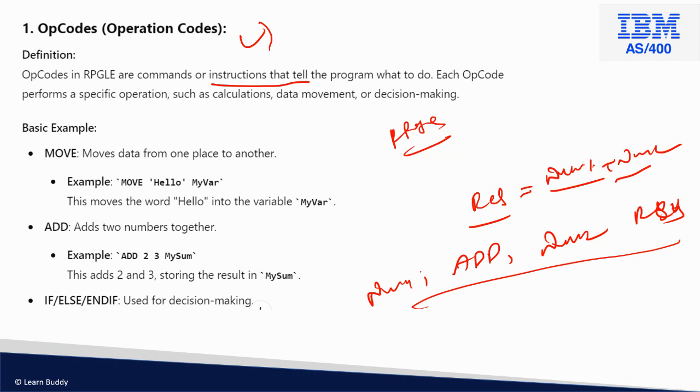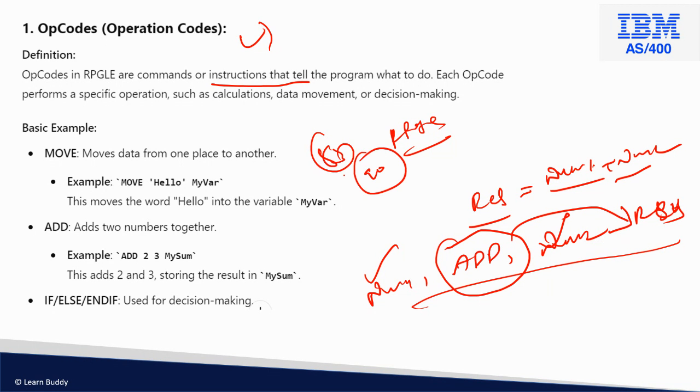Here we are instructing the program to just add the numbers, number1 and number2, and store the information in the result variable. We are instructing the program to do the addition operation. In the same way, we have almost 83 or 90 opcodes. By using those opcodes, you can instruct the program what operation you want to do.